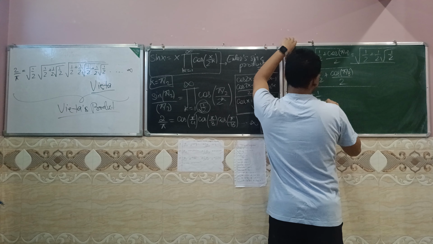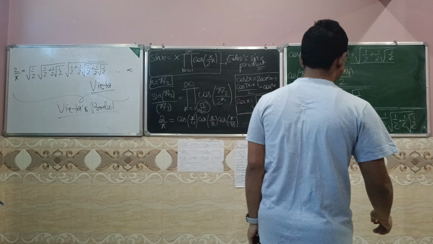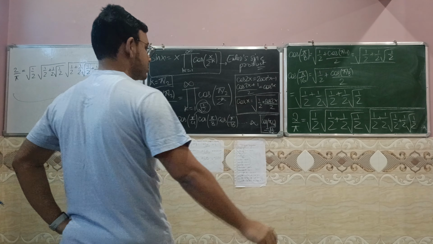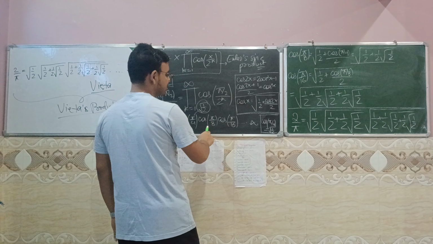And we are ready to write the final result. So 2 over pi equals the square root of 1 over 2 times the square root of 1 over 2 plus 1 over 2 square root of 1 over 2 times the big square root 1 over 2 plus 1 over 2 square root 1 over 2 plus 1 over 2 square root 1 over 2, and so on to infinity. This is cosine of pi over 4, this is cosine of pi over 8, and this is cosine of pi over 16. We have just proved it here.